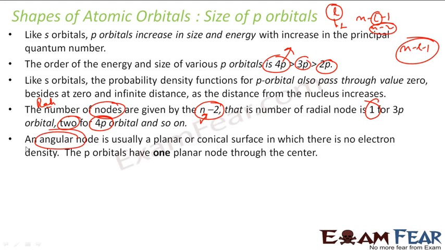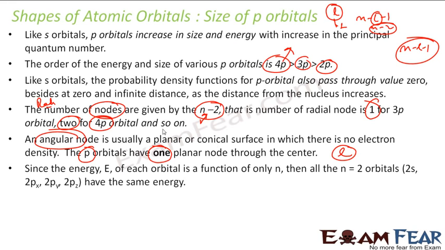Angular node also is a planar or a conical surface in which there is no electron density. For p orbitals, we have one planar node. Why? Because for angular node, I told the number is l, and in this case, p orbital, the l value is 1. So it will have only one angular node.